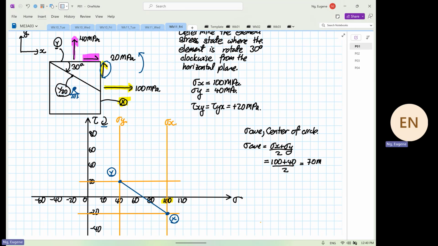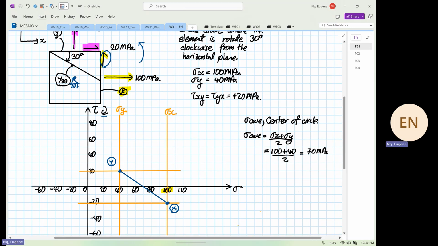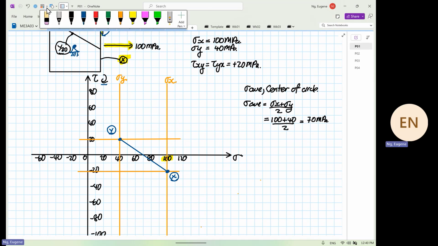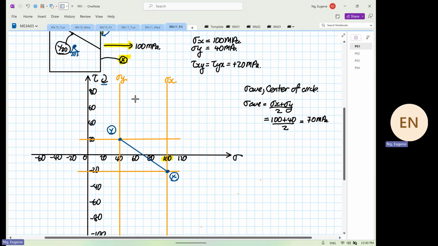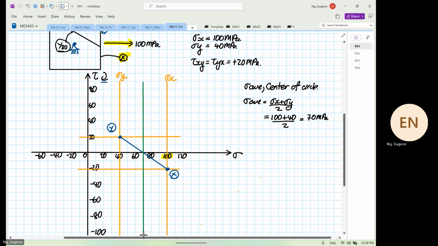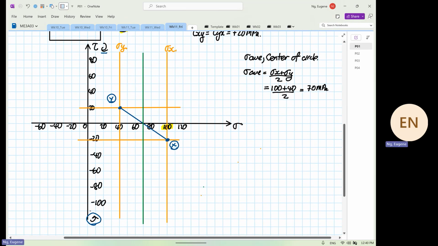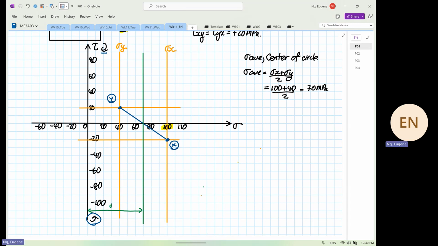And as you can see, by constructing our Mohr's circle, where the XY line intersects the zero shear line is exactly at where? 70 megapascal. So from here, I'm going to label this distance. From the zero line, this is our stress average.